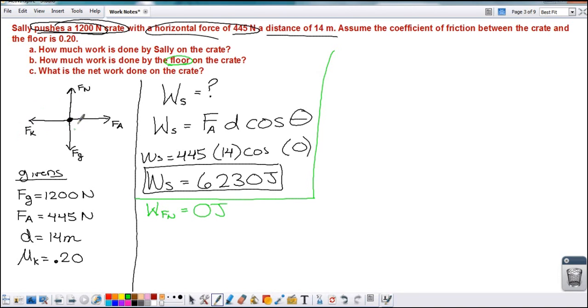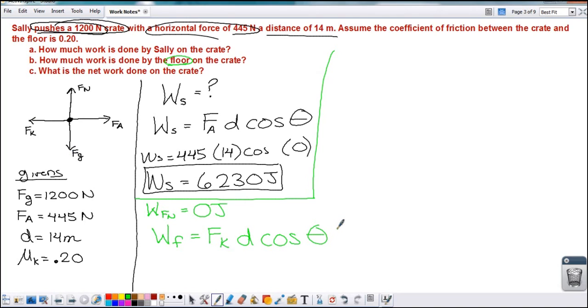However, there is work done by the frictional force. So let's find that. The work done by the floor is going to be completely done by this frictional force. So we need the force of kinetic friction multiplied by the distance times the cosine of the angle. So the force of kinetic friction, we don't know that. We cannot assume it's the same as the applied force because it never said it was moving at a constant velocity. So I'm going to need to do a little bit of extra work.